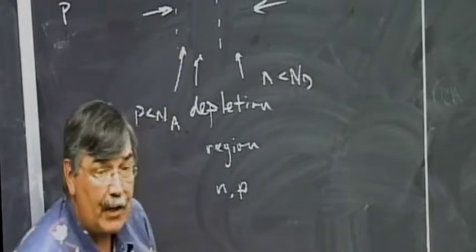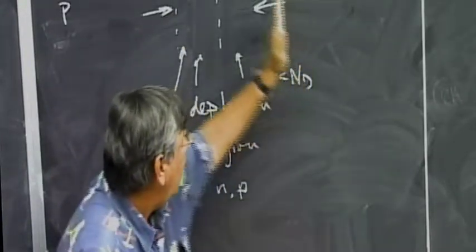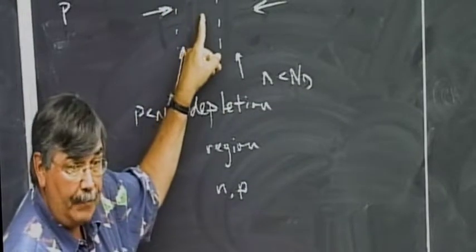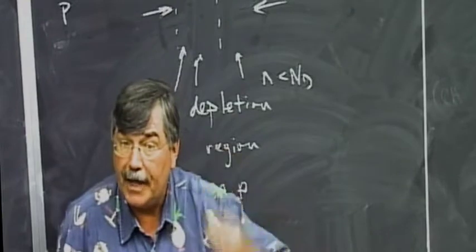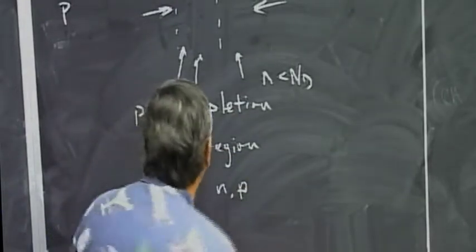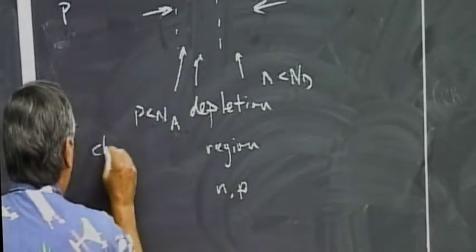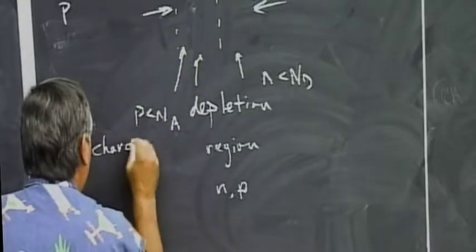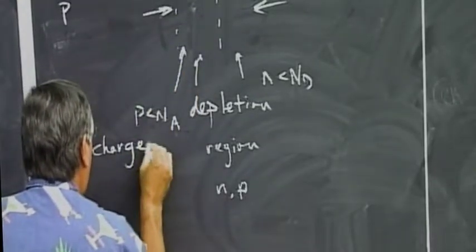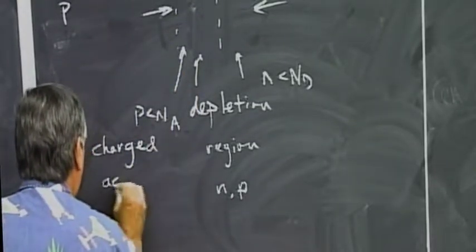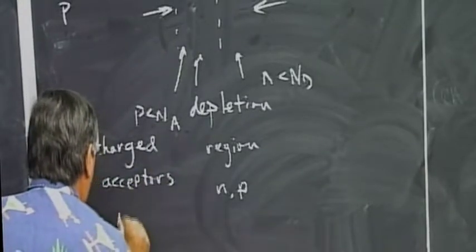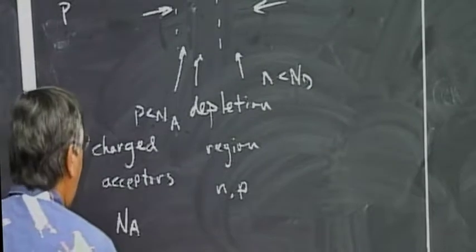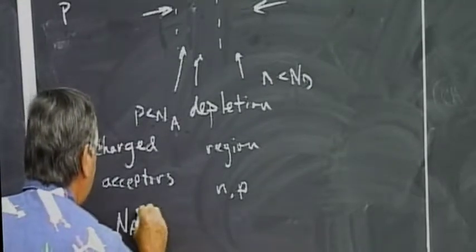We still have acceptors. They're fixed in position. And to the left of this dotted line, there are acceptors. They have accepted electrons. They are negatively charged ionized acceptors. So there is charge in this depletion layer on the left-hand side on charged acceptors. Let's assume for the moment that there are Na of them and that they are negatively charged.